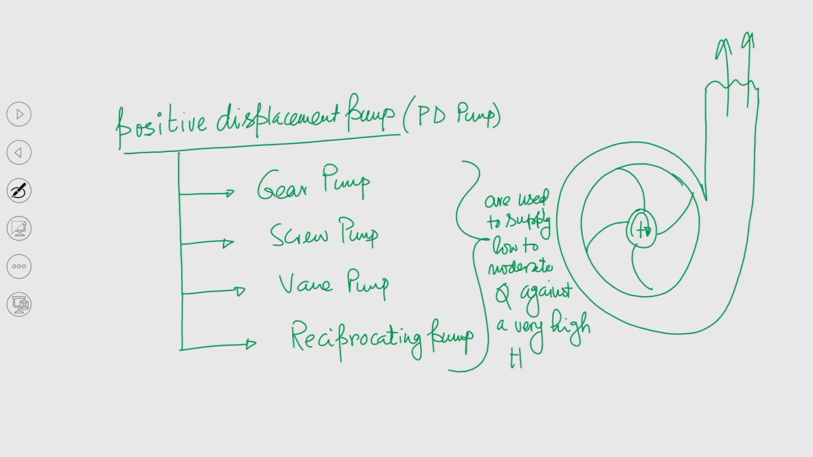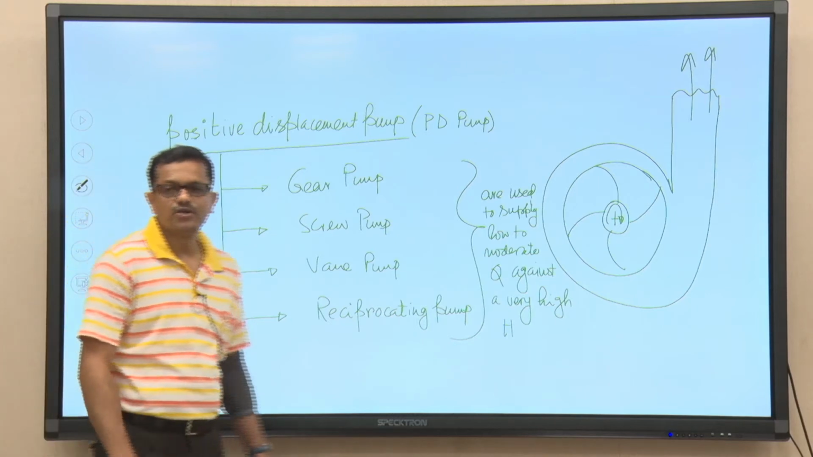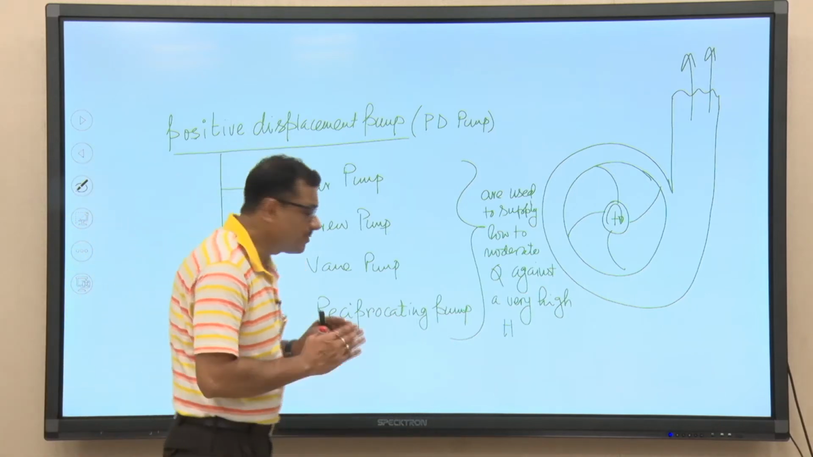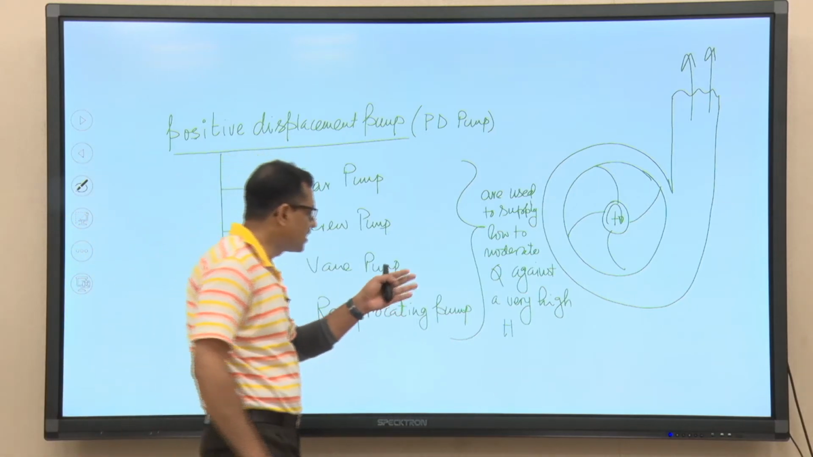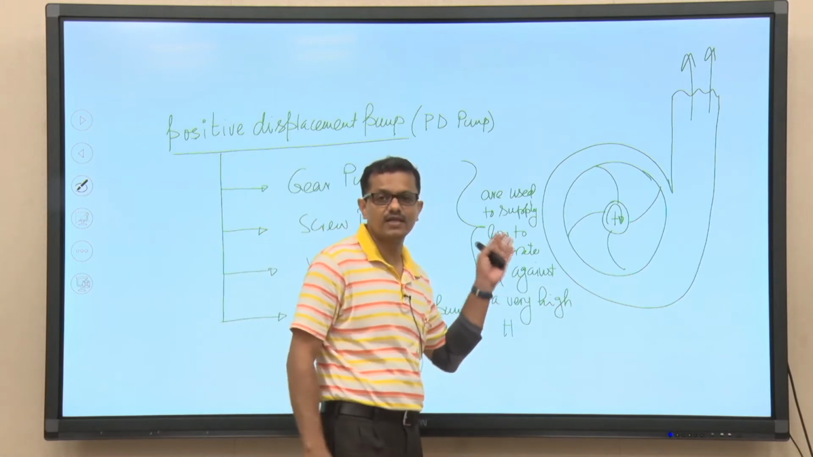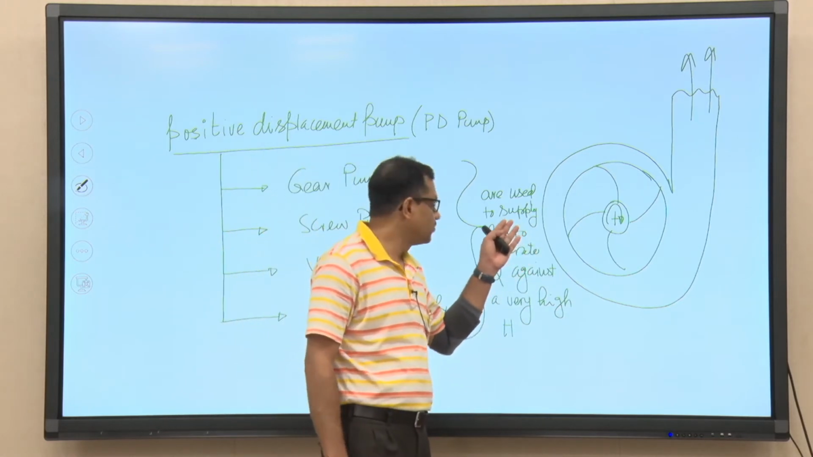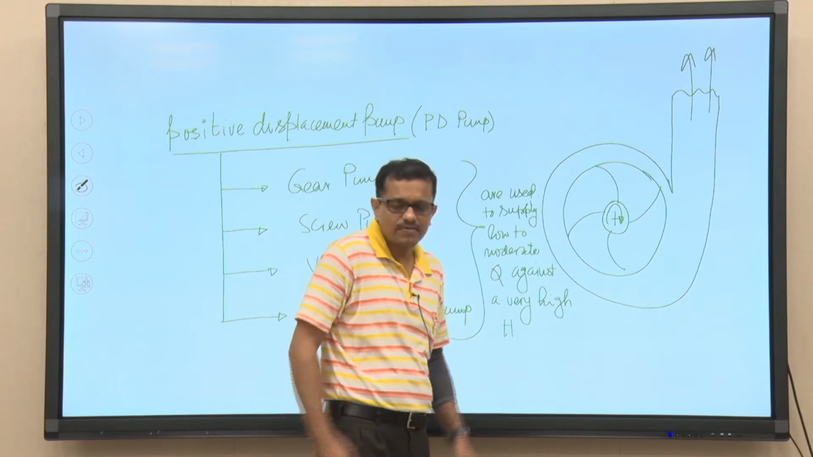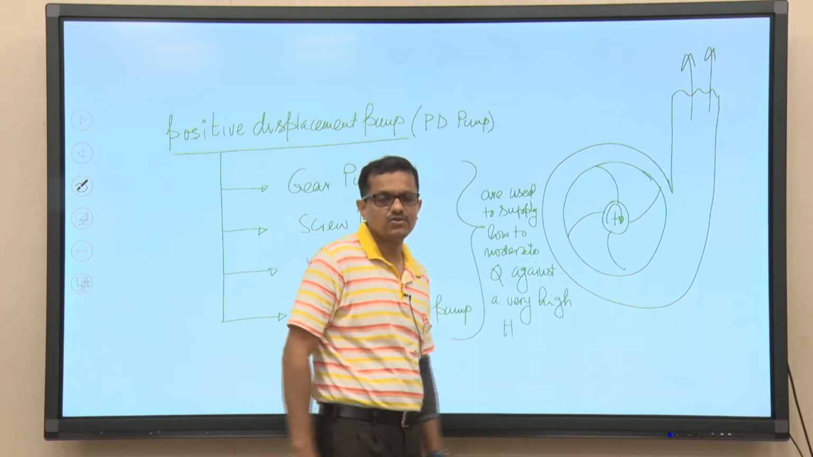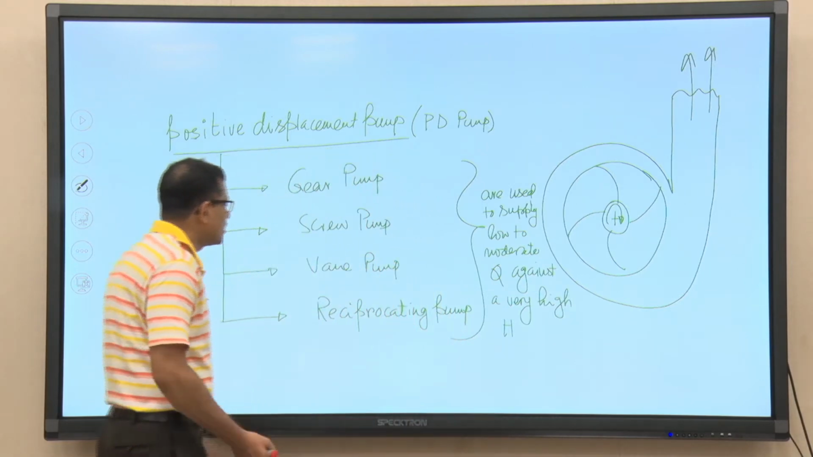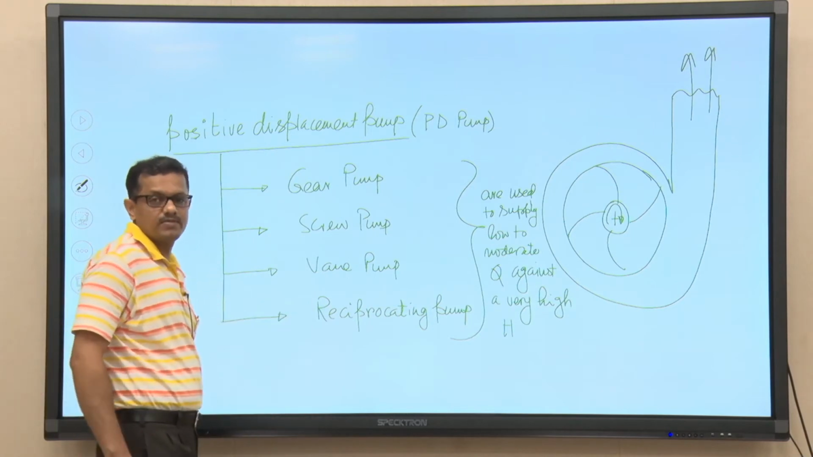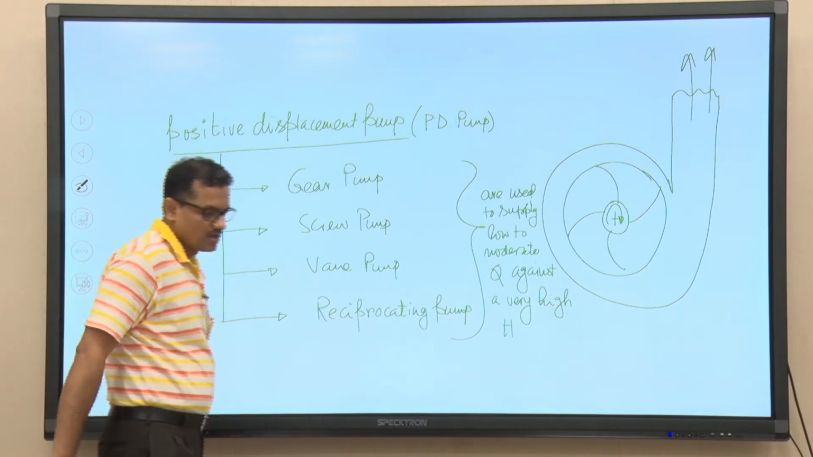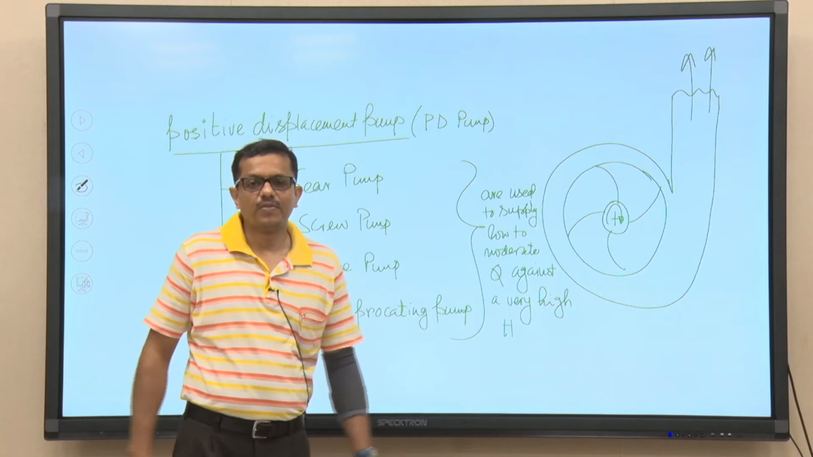Okay. So, this is very important to know at this point of time. If the requirement is like this, that the head requirement is very high against a moderate discharge, definitely you need to go for a positive displacement pump for the successful operation of the system.